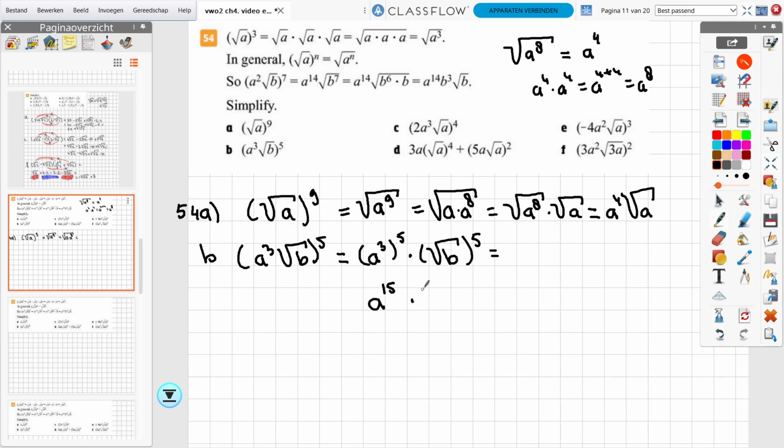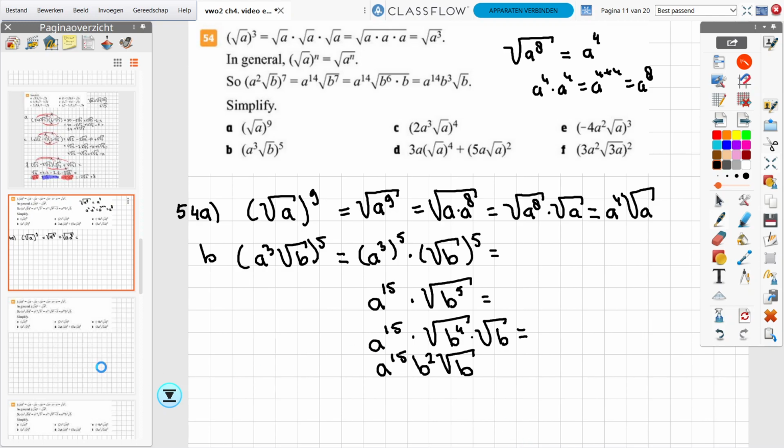And we just saw that this is the same as root b to the power of 5, which I could split out into root b to the power of 4 times root b, right? Which I do, because now this is an even number, so I have a to the power of 15. This I divide the exponent, so I find b squared, and then at the end I'm left with only root b. Okay, let's try another.